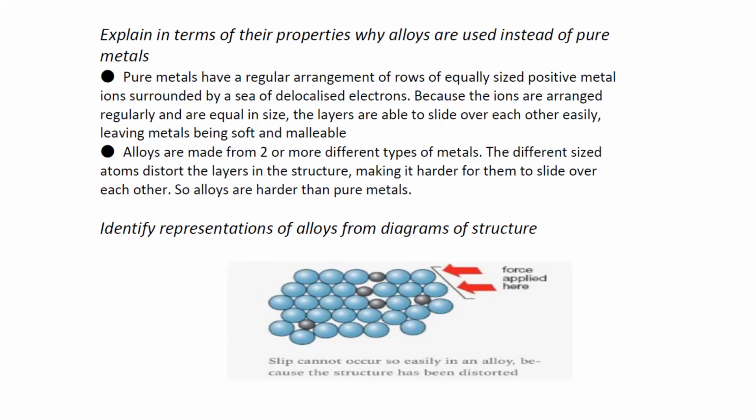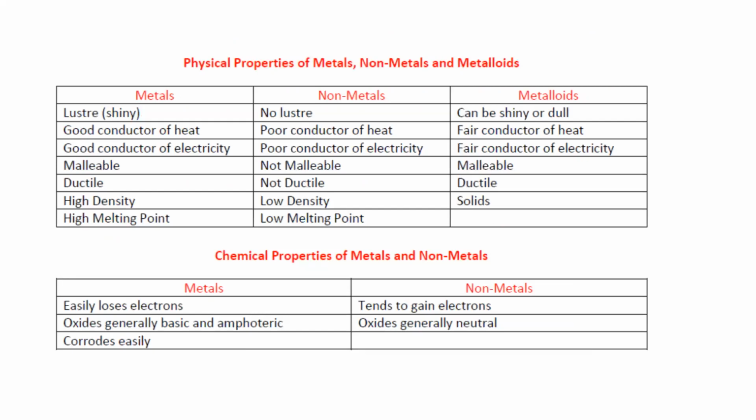Then this is a comparison between the metal, non-metal, and metalloid. Metals have a shiny surface, or luster. Non-metals have no luster. Metalloids, what are metalloids? Some of their properties resemble metals, and some resemble non-metals. Metals are good conductors of heat, non-metals are poor conductors, and metalloids are fair conductors, where a small quantity can be conducted. In terms of electricity, metals are good, non-metals are poor, and metalloids are fair.